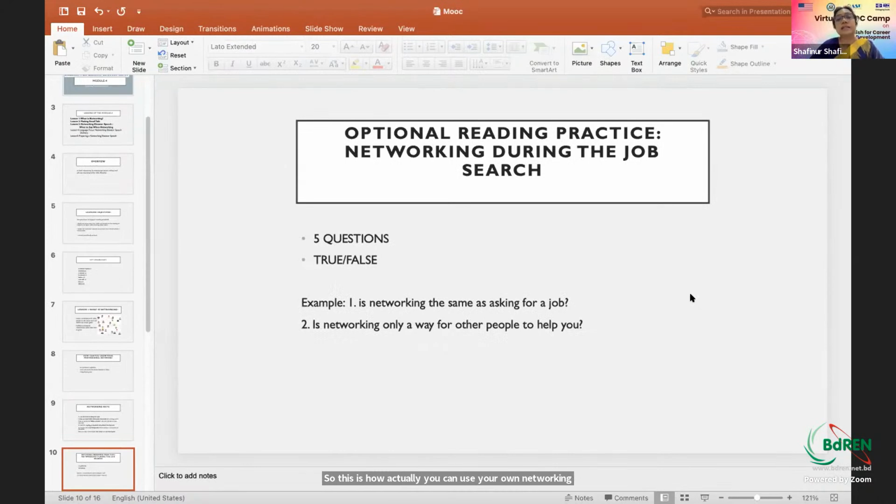In this lesson 1, you are not going to get any graded quiz or exam or test, but you will have an optional reading practice called Networking During the Job Search. You will find 5 questions there, all true or false. For example, is networking the same as asking for a job? Is it true or false? You can write in the chat box.